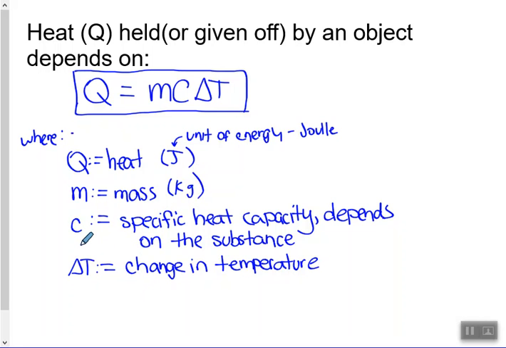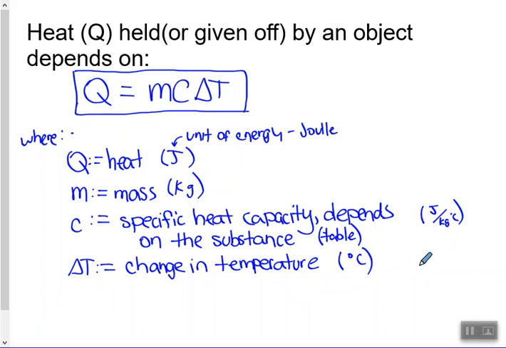C is our specific heat capacity. It depends on the substance, and we get this value from a table, or it has to be given in the question. Its units are joules per kilogram degree Celsius. One of the reasons it's important to have your units in joules is that these kilograms need to end up canceling out. And our change in temperature is of course measured in degrees Celsius.